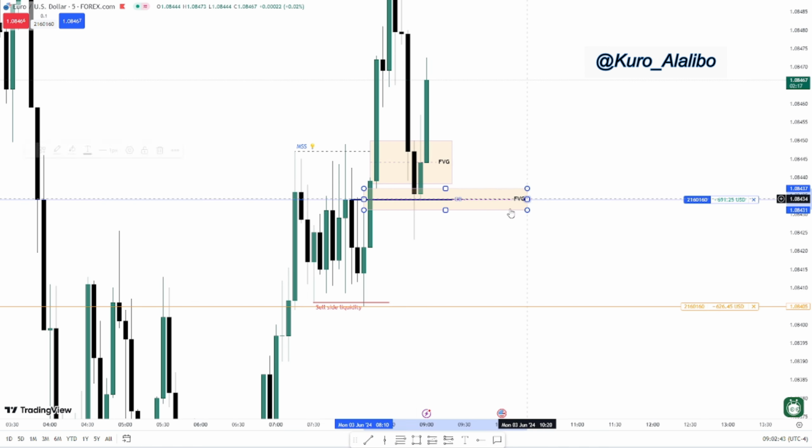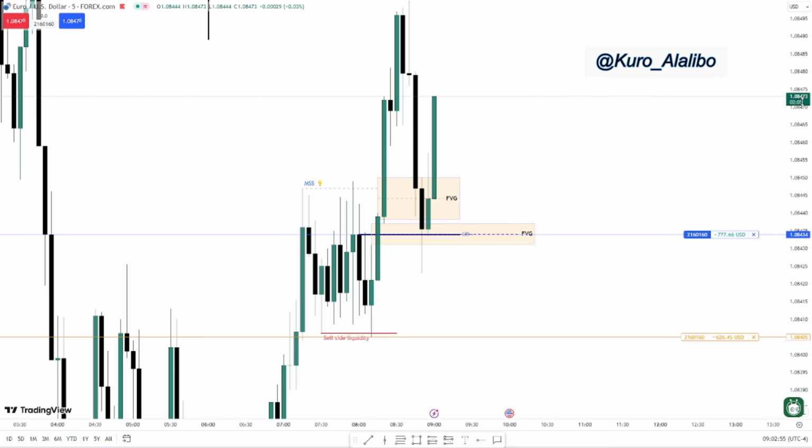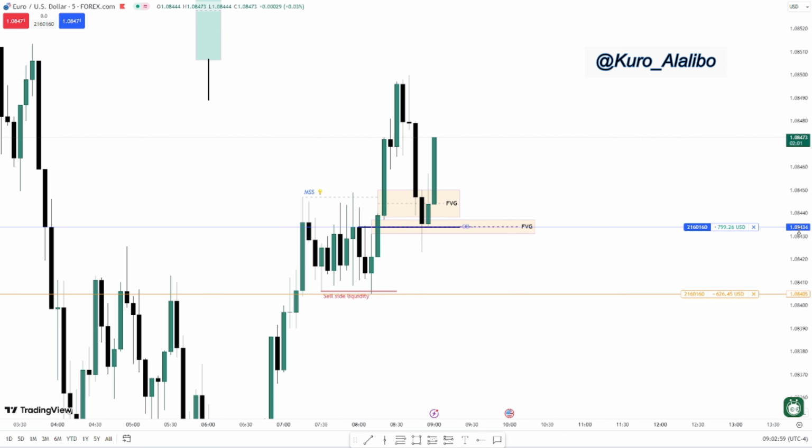Look, there is a middle line on the fair value gap. See how the order block is directly at the middle. Once you see signatures like this in price, you have a higher chance of being right, a higher chance of being on side.